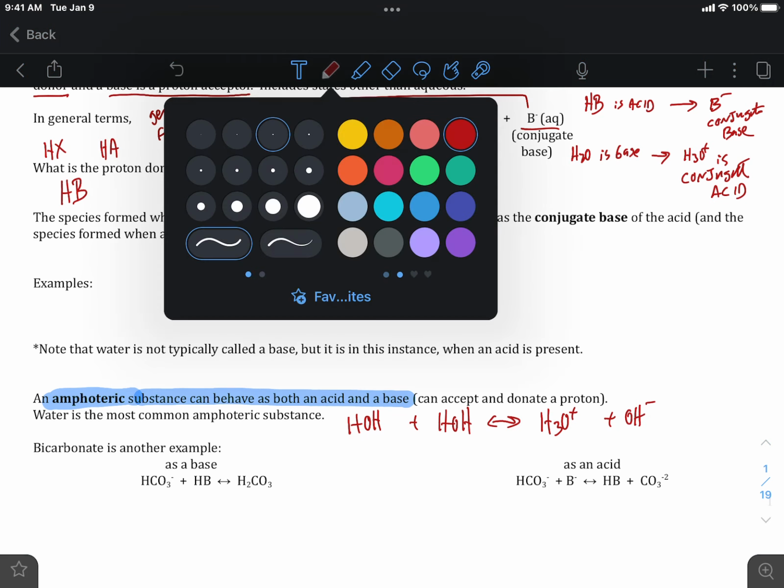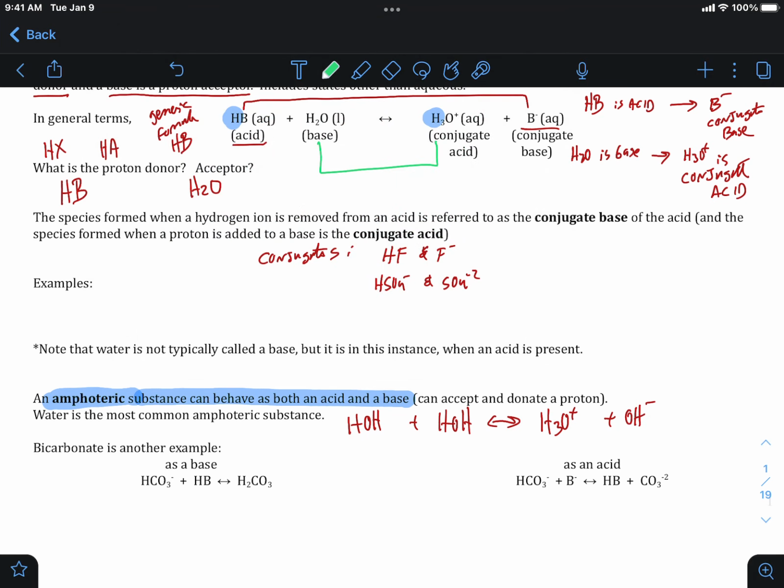Right? What happened here? Well, one of these donated an H plus, right? And so the result is this guy, HOH, the first one, started out as an acid, and then it became the conjugate base. HOH, the second water, this acted as the base, but now here it's the conjugate acid. So make sure that you can evaluate an acid-base reaction and properly identify what's what.